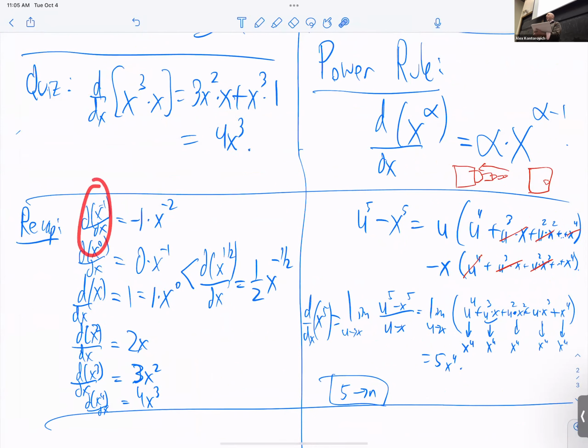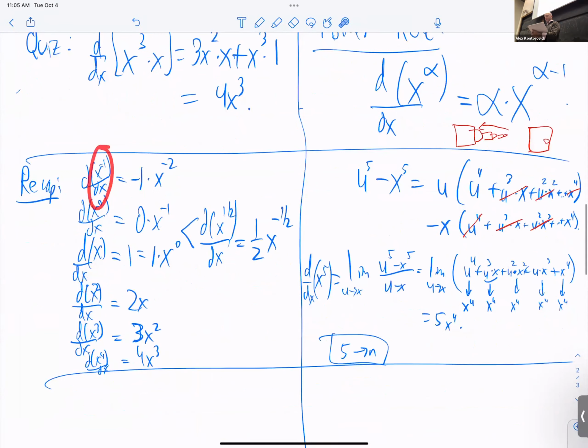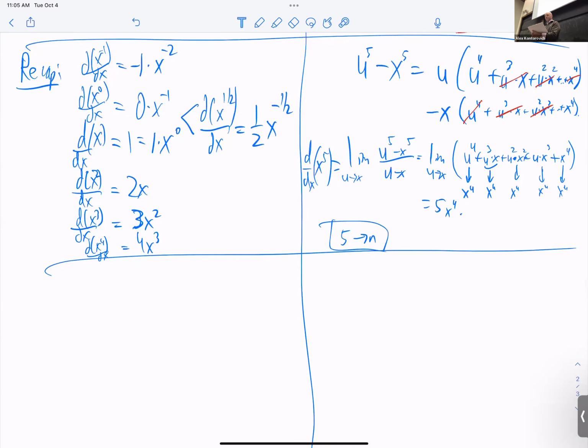What about negative integer powers? We need a reciprocal rule. What happens if you take 1 over a function? And then we can prove the reciprocal rule. So let's prove a reciprocal rule.